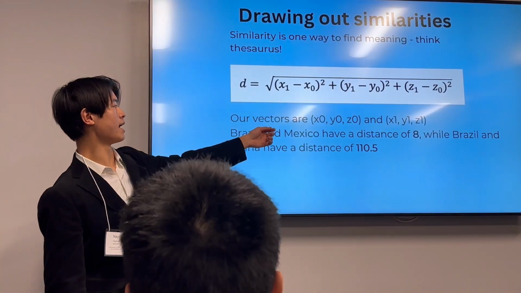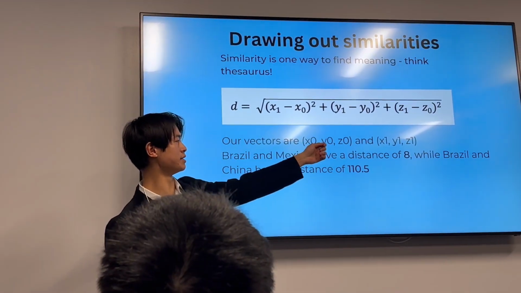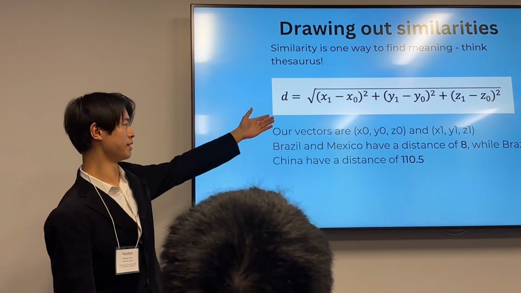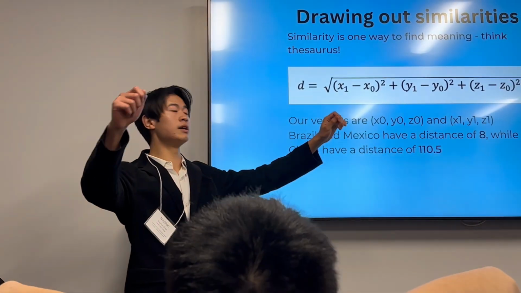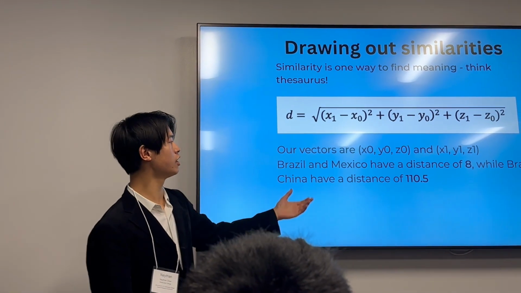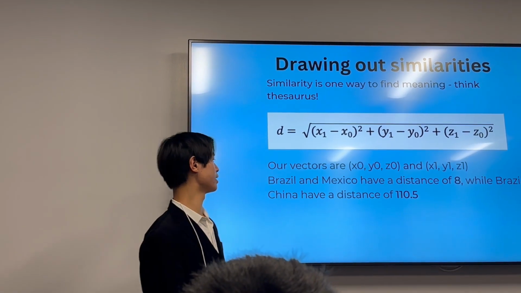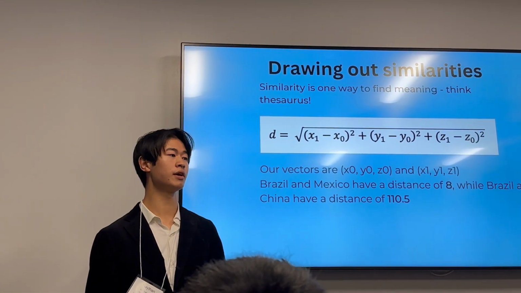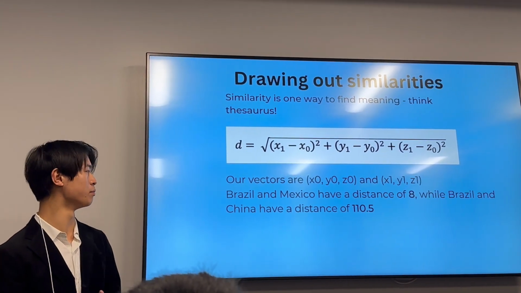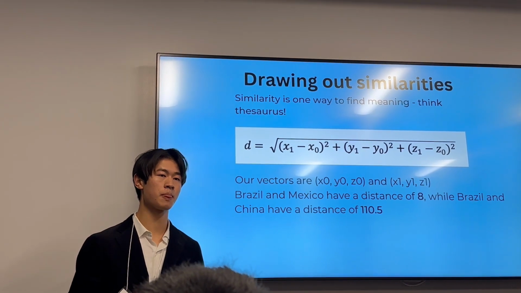Remember, each vector here has different components, x0, y0, z0, and x1, y1, z1. We can plug it into a very simple distance formula and find the distance of the heads from each other. We plug Brazil and Mexico's vectors in. They have a distance of 8, while Brazil and China have a distance of 110.5. And this is pretty intuitive, right? Brazil and Mexico are fairly more similar than Brazil and China.